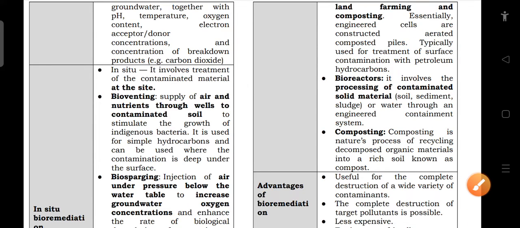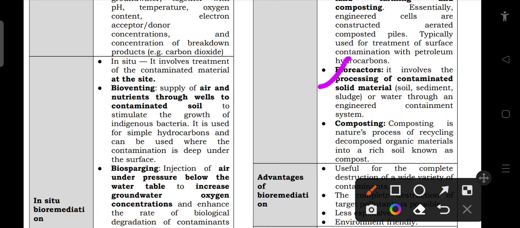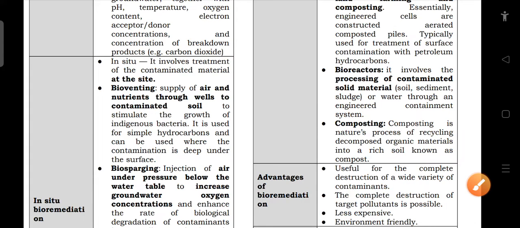Now what are the bioreactors? Bioreactors involve the process of contaminated solid material or water through an engineered containment system. So if we use contaminated soil material, which is bioreactor for engineering the contamination.